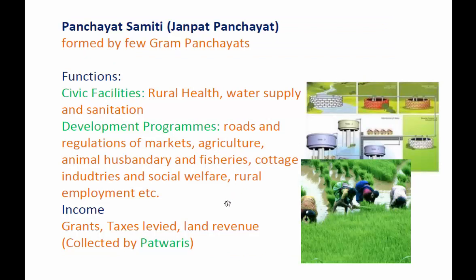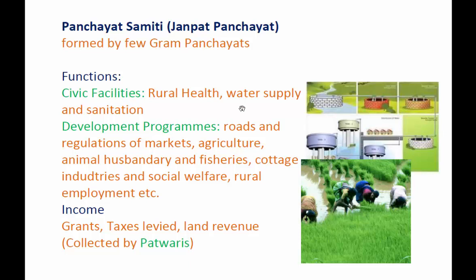Panchayat Samiti. The next level of the rural local government is Panchayat Samiti. It is also known as Janpat Panchayat. It is formed by a few Gram Panchayats. We have already discussed Gram Panchayats, isn't it? So the function of this Panchayat Samiti, they have two functions, so to say. Basically, one is civic facilities, which include rural health. Okay, the health of the rural people is looked after by this Panchayat Samiti.